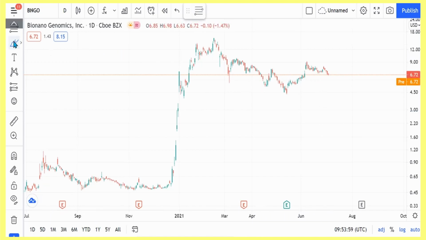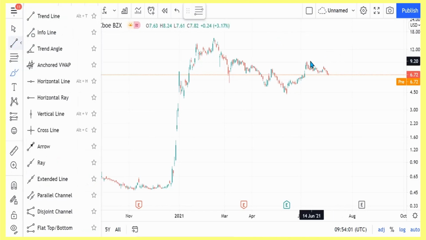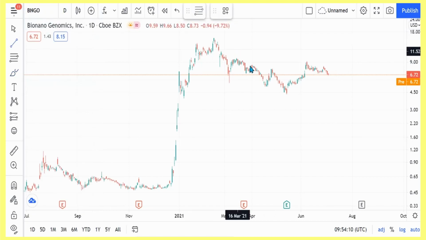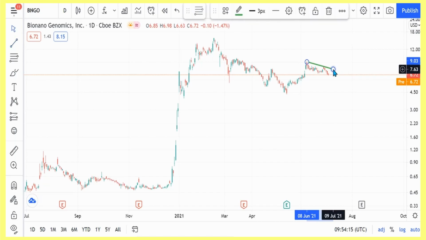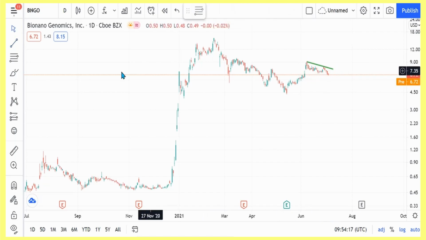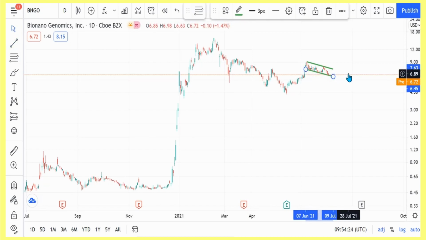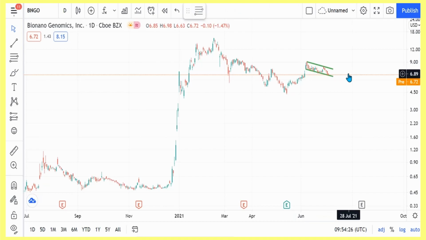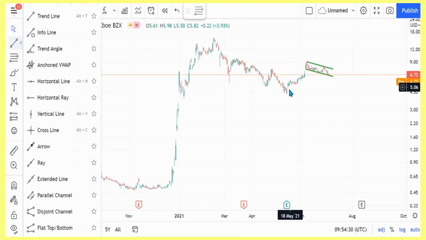Now, if you try to draw trend lines for this mini retracement that we have there, it is actually forming what is known as a candlestick flag, and that is a super good sign, because you see you have the pole here. So this is the up move.